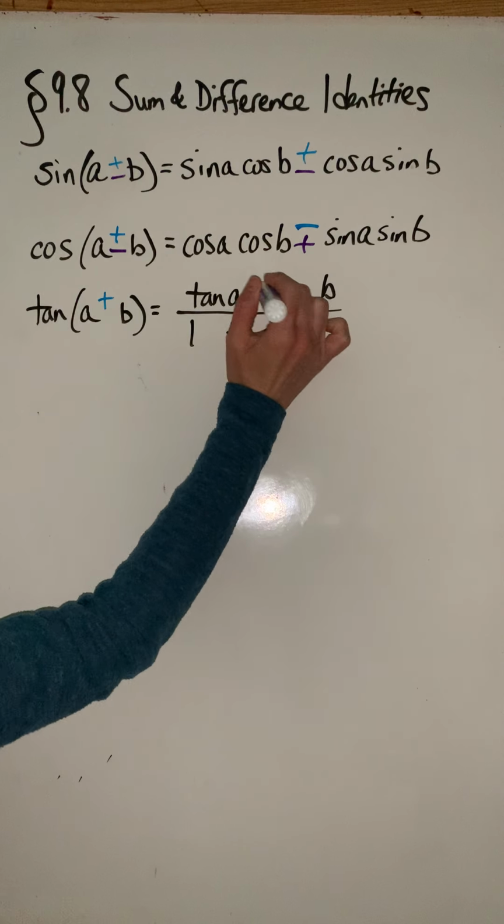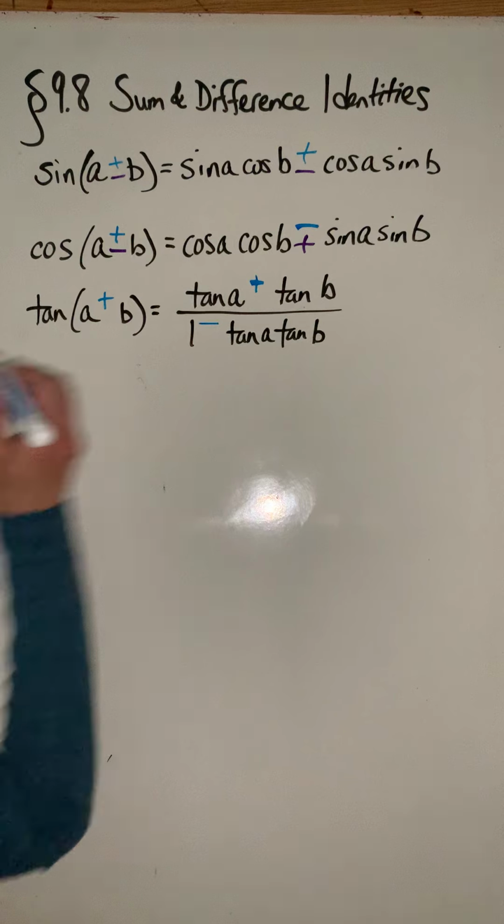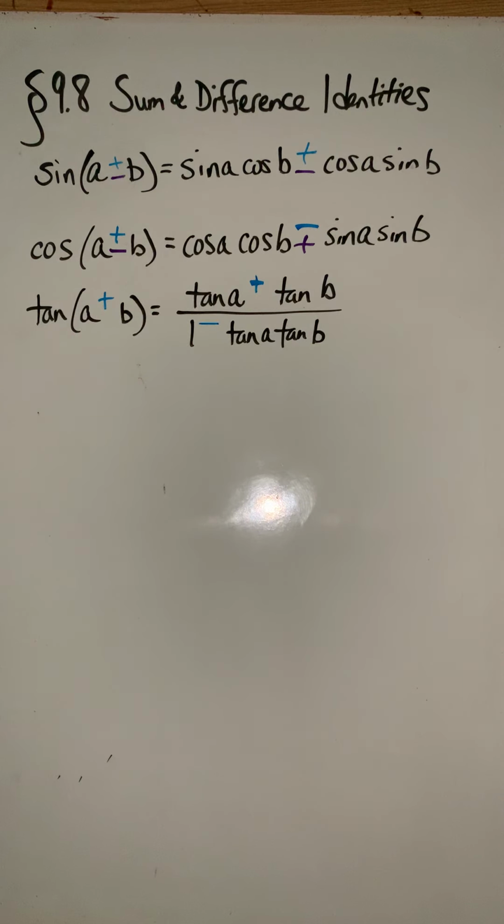How about the tangent of A plus B? Tangent of A plus B is the tangent of A plus the tangent of B divided by 1 minus the tangent of A times the tangent of B.